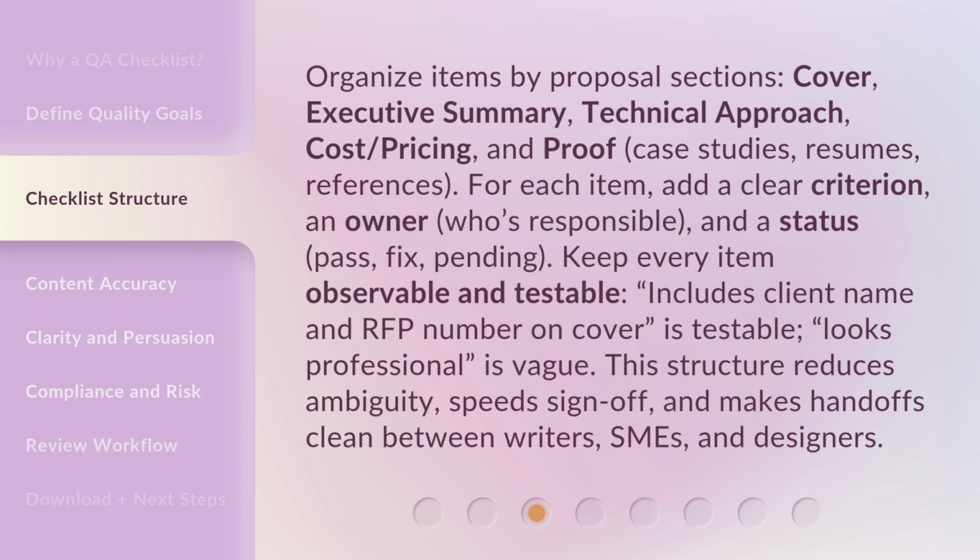Organize items by proposal sections. Cover, executive summary, technical approach, cost/pricing, and proof. Case studies, resumes, references. For each item, add a clear criterion, an owner, who's responsible, and a status: pass, fix, pending. Keep every item observable and testable. Includes client name and RFP number on cover is testable. Looks professional is vague. This structure reduces ambiguity, speeds sign-off, and makes handoffs clean between writers, SMEs, and designers.